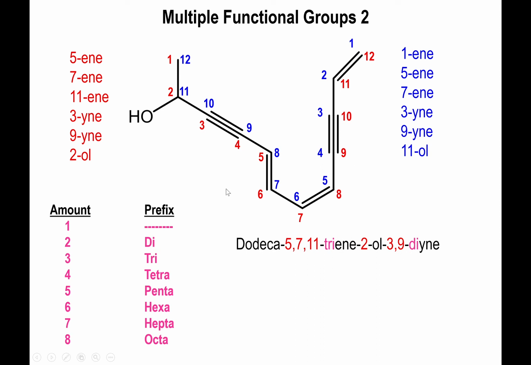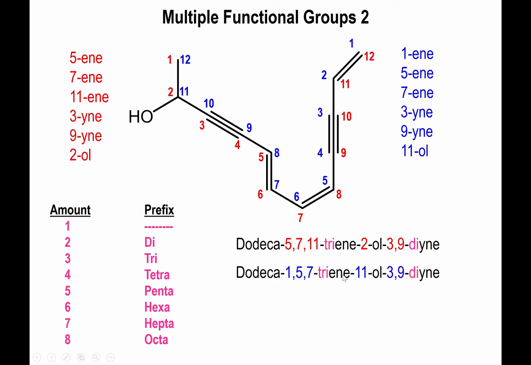Now notice that for the alkene, positions 5, 7, and 11, you separate them by comma. So you have 5, 7, 11, hyphen. And instead of saying ene, we just depict the fact that we have 3 alkenes at those 3 positions by using the prefix tri. So triene, and this is the typical prefix that you've seen in general chemistry, right? So now we apply it to the alkene, so triene. And the alcohol, there's only one, so you just have to say 2-ol. Then you have 3,9 for the two alkynes, and since there's two alkynes, you use the prefix di, so diyne. Altogether, the name of the molecule will be dodeca 5,7,11 triene 2-ol 3,9 diyne.